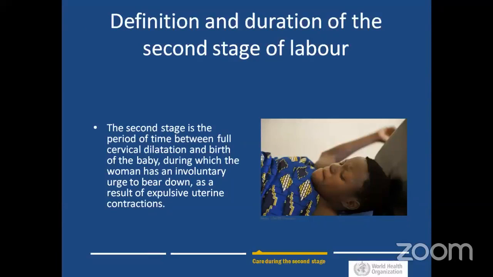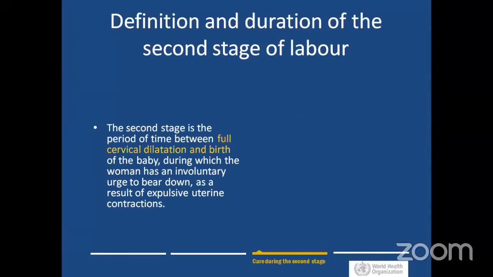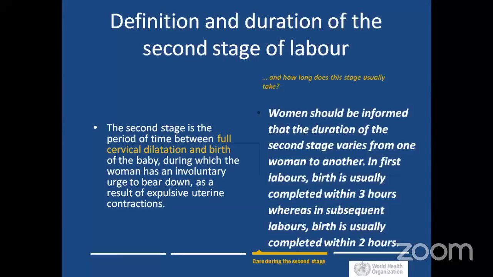Now coming to the second stage. So it defines what is the second stage. And of course, we know what is the second stage. And what does it say about the timing? It says that you can wait up to 3 hours in the first birth, and you can wait up to 2 hours in the subsequent birth. That is the recommended duration of the second stage. Now, of course, all this is keeping in mind the maternal and fetal well-being.